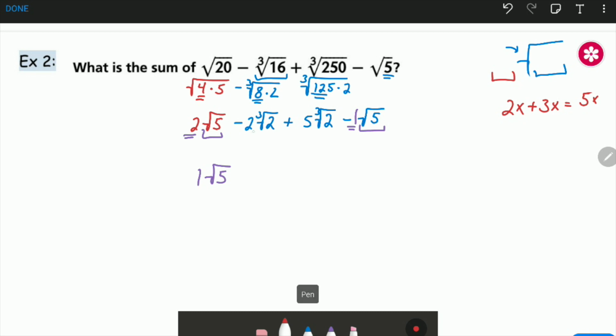Next, I see a cube root of 2. Any other cube roots of 2? Well, yes, we have a cube root of 2 here. It is negative 2 cube roots of 2 plus 5 cube roots of 2, which is positive 3 cube roots of 2. So overall, this is the answer. You may also see it written without the 1 because the 1 is implied as a coefficient. And there you have it.